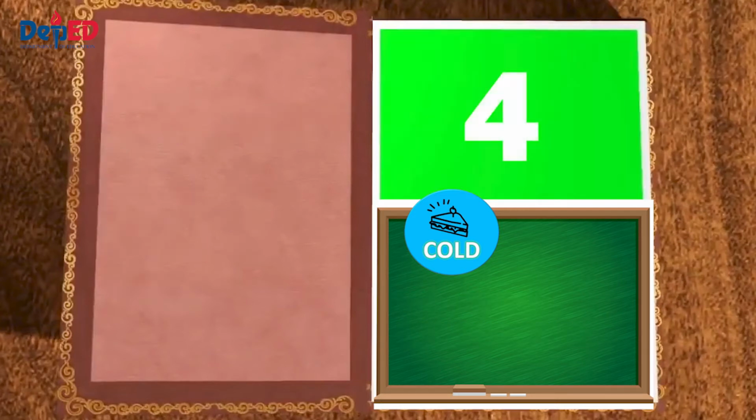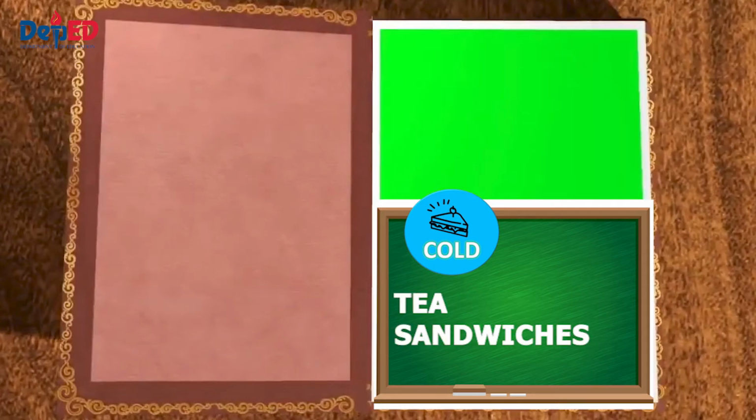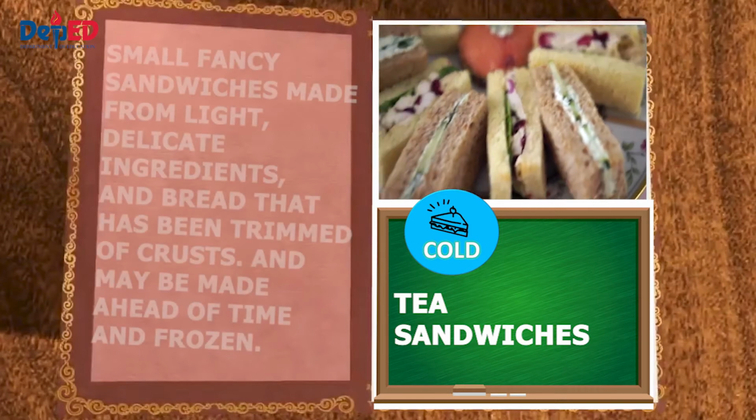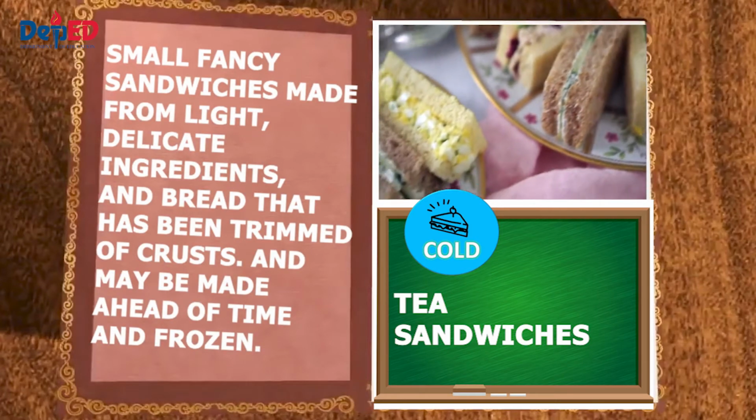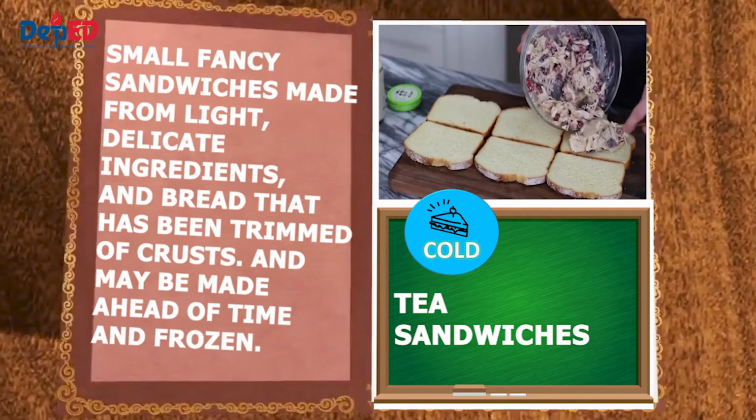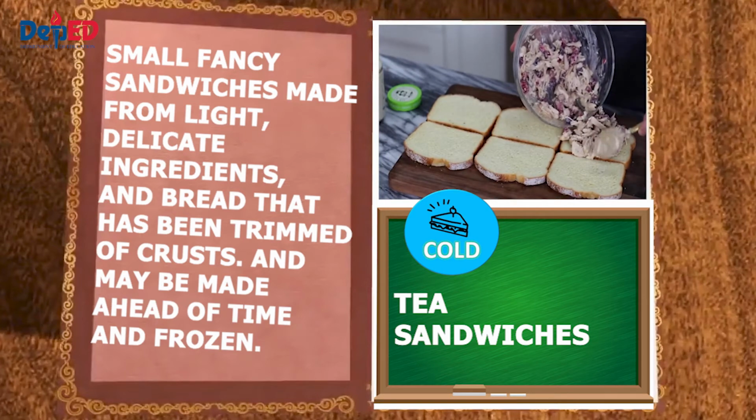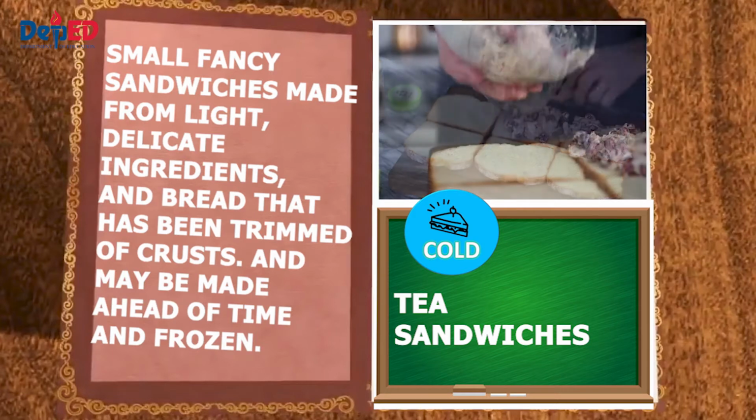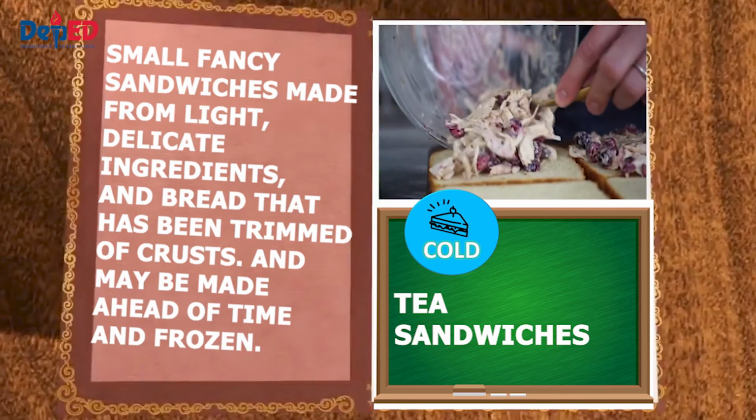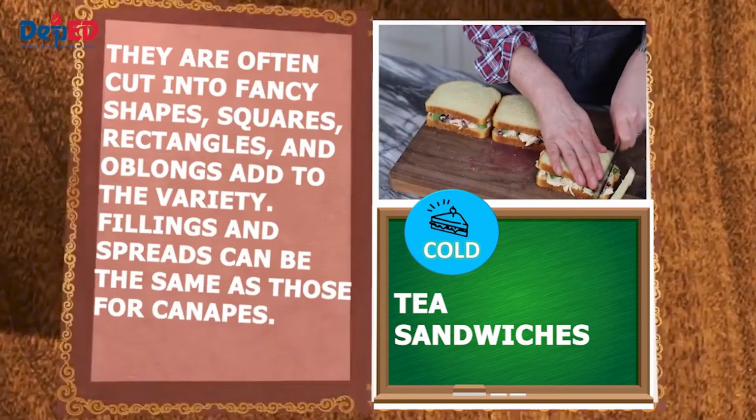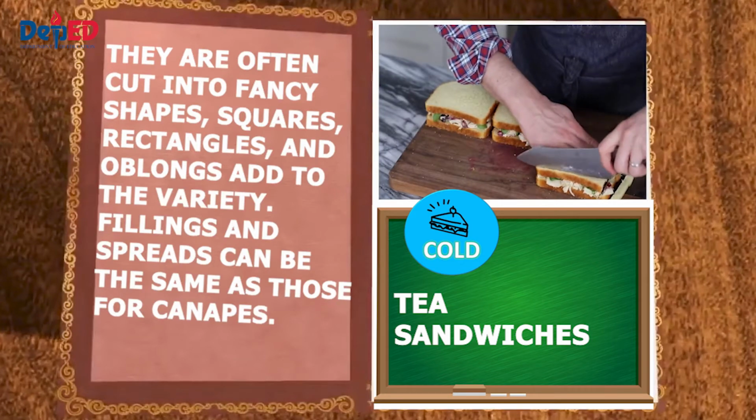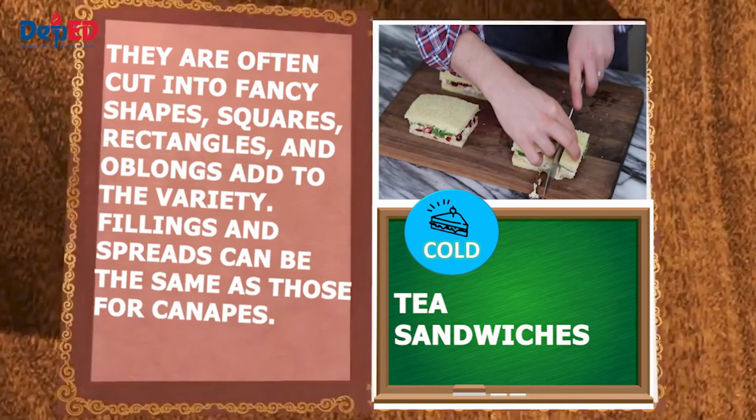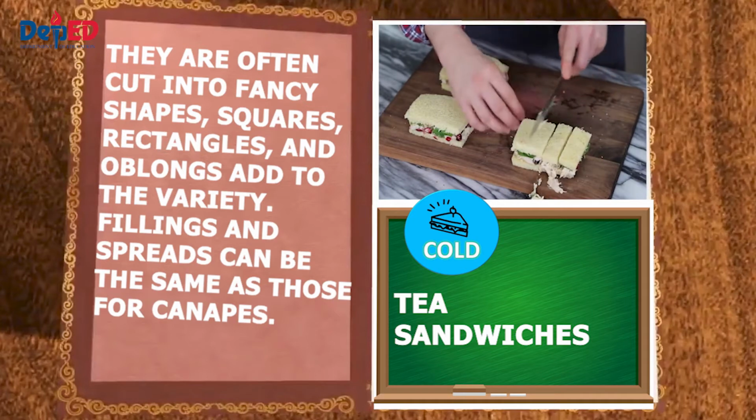Next, we have the cute one, the tea sandwiches. Tea sandwiches are small fancy sandwiches made from light, delicate ingredients and bread that has been trimmed of crust and may be made ahead of time and frozen. They are often cut into fancy shapes, squares, rectangles, and oblongs. Add to the variety.